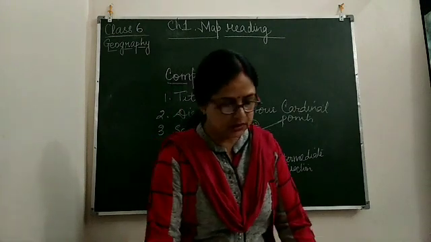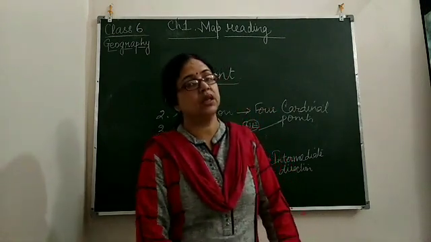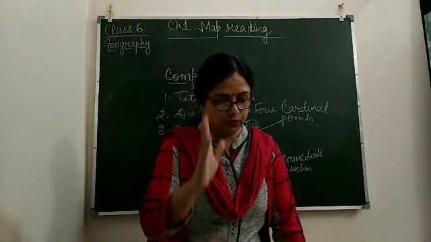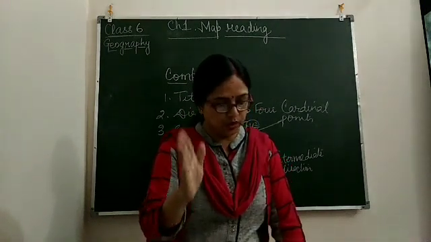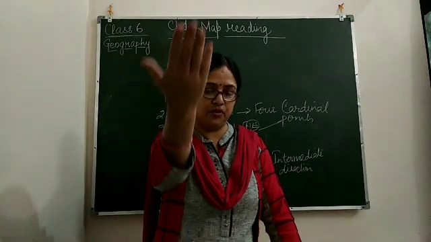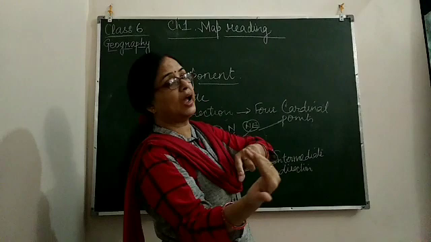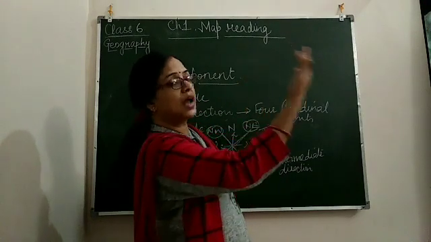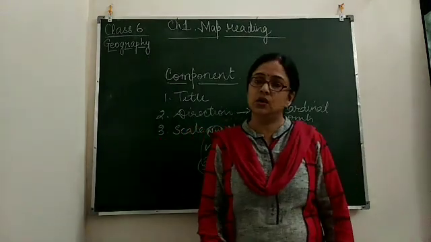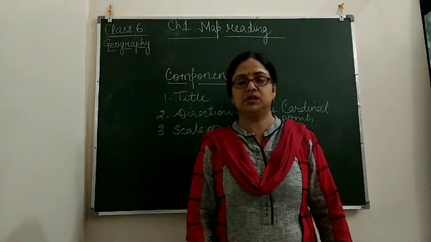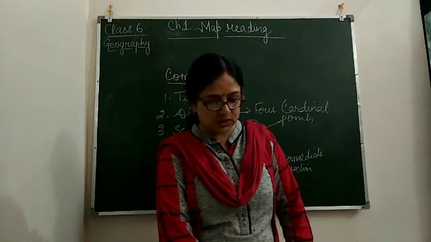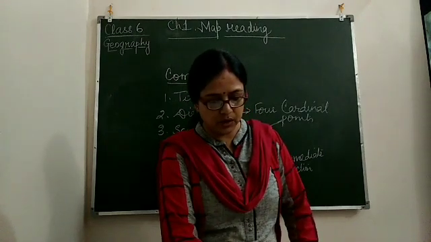Another method is with the help of the rising sun. If we face towards the east, we will find that at the back it is west, in front it is east, towards the right direction it is south, and towards the left direction it is north. Keep this in mind about direction. Another one is with the help of the pole star and with the help of a bearing.